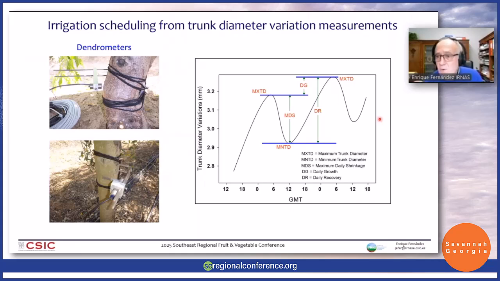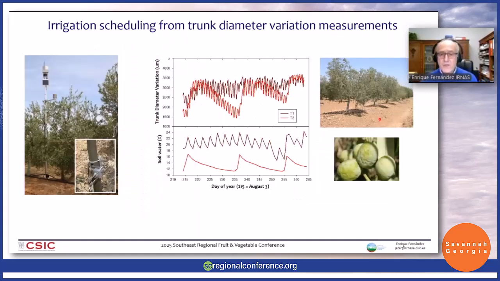This technique has been widely used in fruit trees with very good results. I will show you here an example made with olives. This is an experiment in which I irrigate in two different ways. I have one irrigation treatment in which I irrigate every 5 to 7 days with enough water to keep the soil close to field capacity conditions.